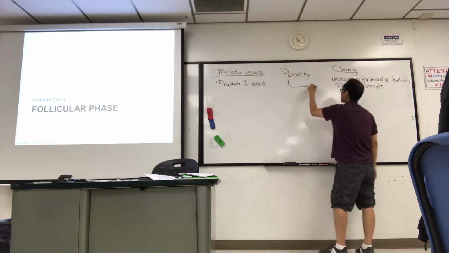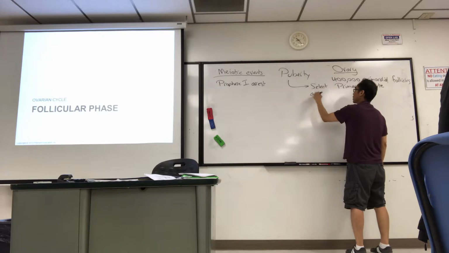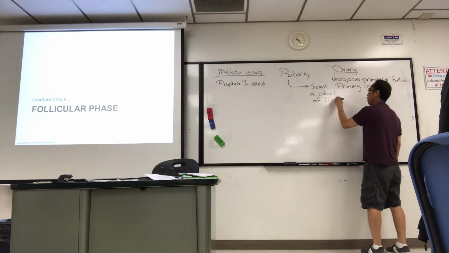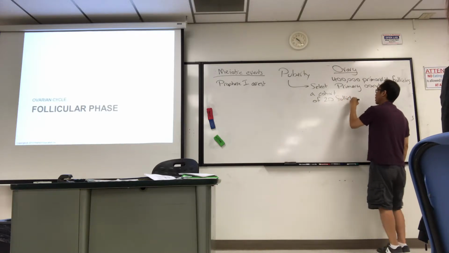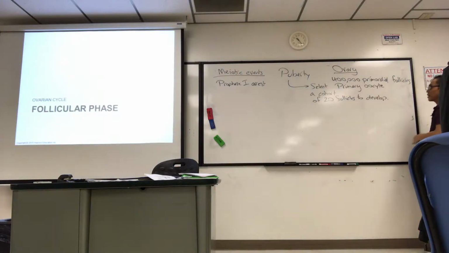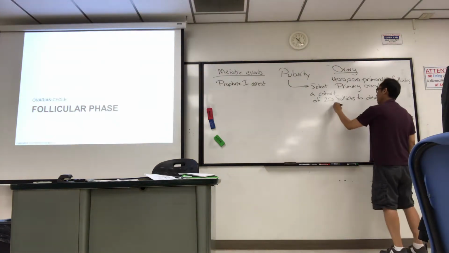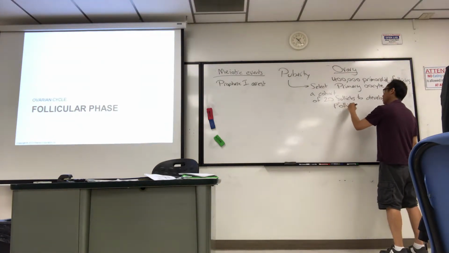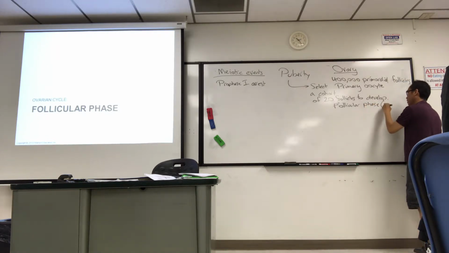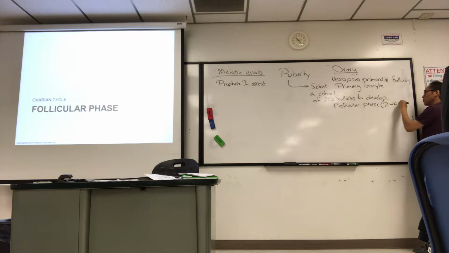What you want to do is select a cohort of 20 follicles to develop. Now there's enough FSH, LH to kick in. When you develop the follicles, that's called the follicular phase of the ovarian cycle, the first couple of weeks, roughly 2 weeks of a 28-day cycle.